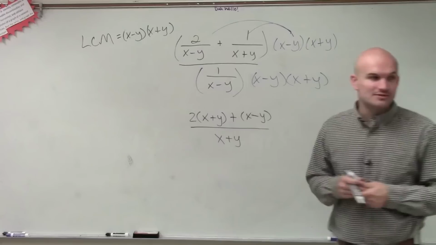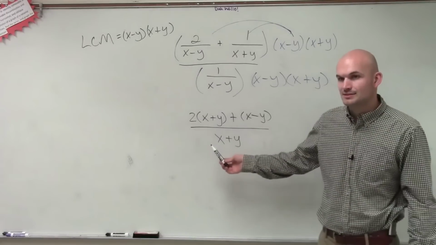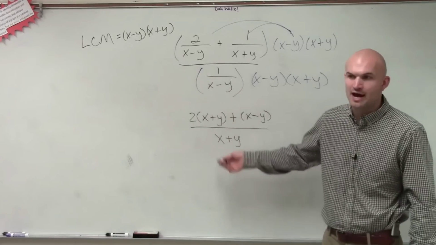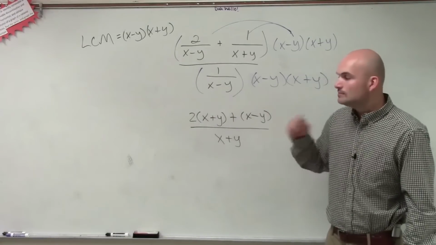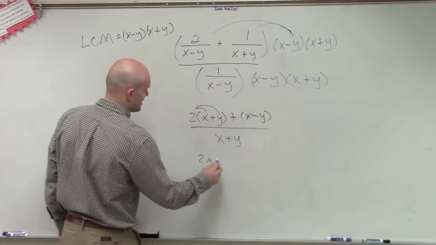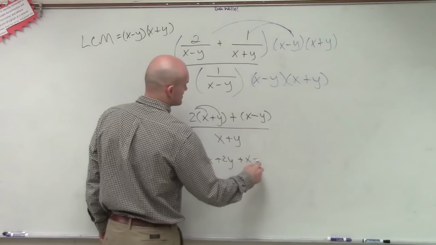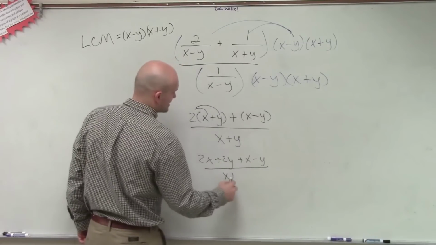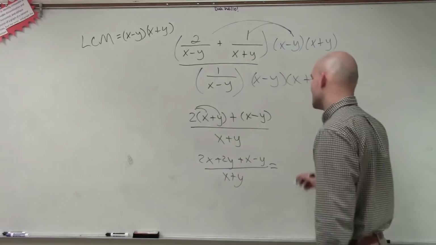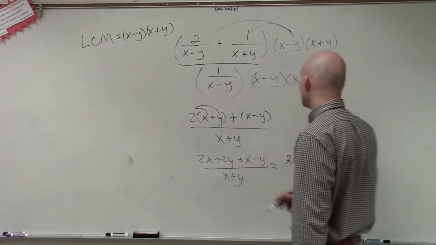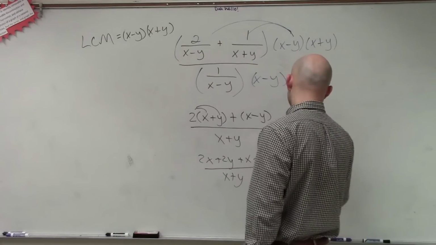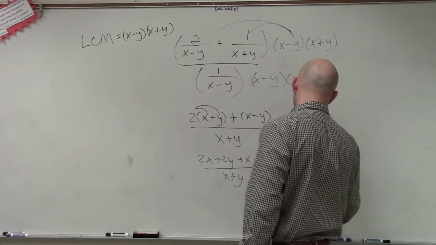So now I can't break this up because I have this addition. You can't just say, oh, those divide out, because you have addition separating them. So what I want to do is simplify this to give me 2x plus 2y plus x minus y over x plus y. Then we'll move it this way. And we'll say 2x plus x is 3x, 2y minus y is going to be y, all over x plus y.